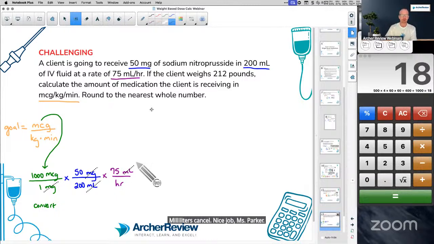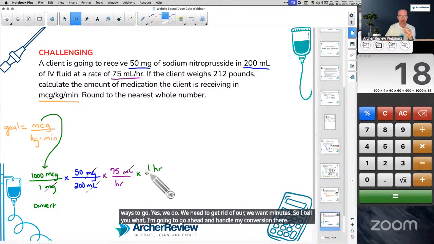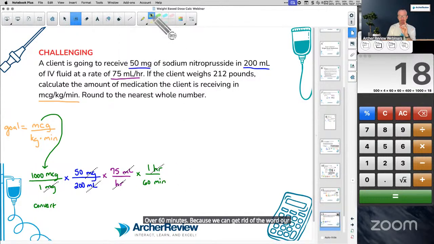75 milliliters per hour. Do we want hour? And you might say, man, we got a long ways to go. Yes, we do. We need to get rid of hour. We want minutes. So I tell you what, I'm going to go ahead and handle my conversion there. I'm going to write 1 hour over 60 minutes because we can get rid of the word hour. And y'all, we're getting close.